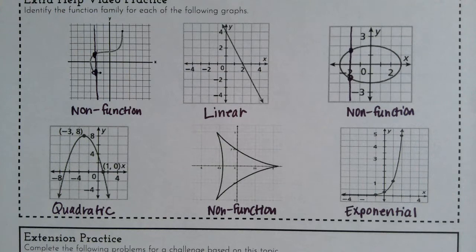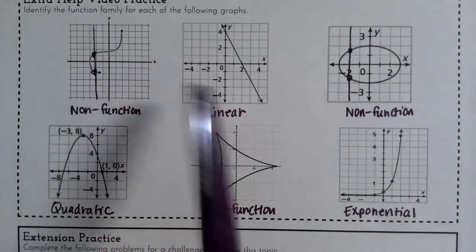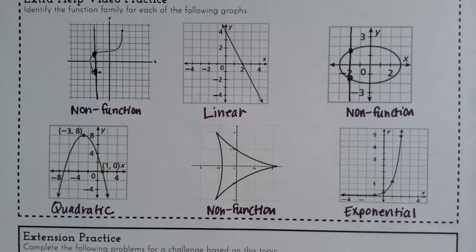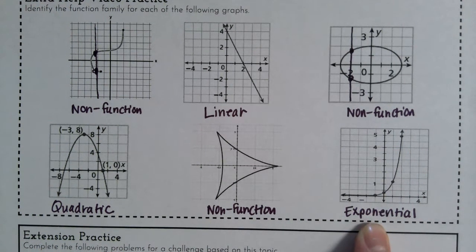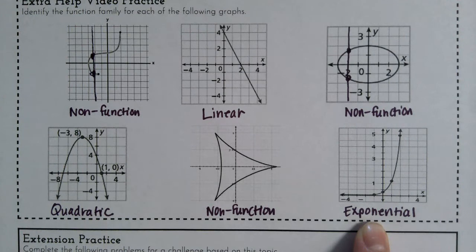And so this is what your test questions are going to look like. You're going to be given a graph and then identify which function family you have. Memorizing the words is not super important because these will be the answer choices, right? So it'll say linear, quadratic, exponential, non-function, rational, radical, absolute value. And so you'll just have to choose which one is which. But you do have to know the characteristics of each type to be able to effectively choose.